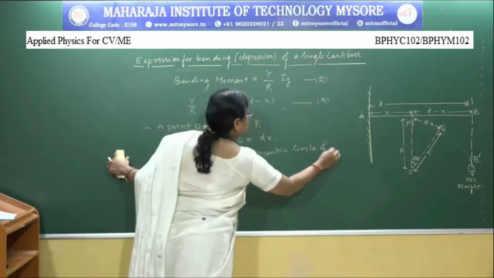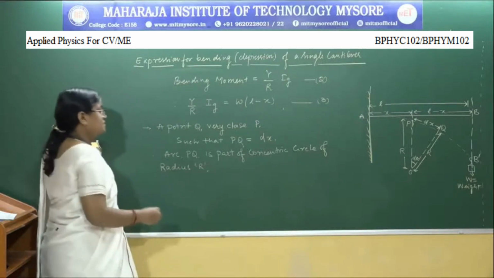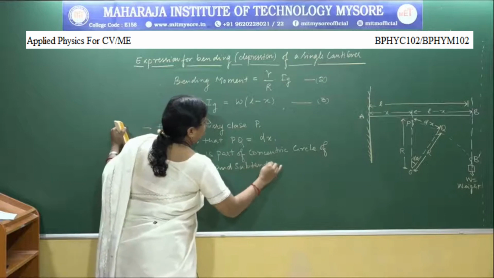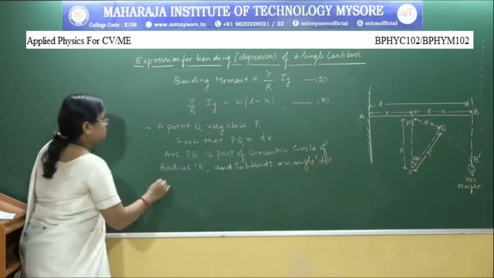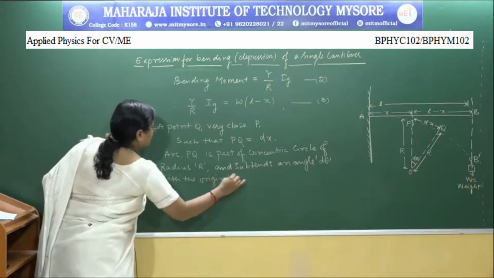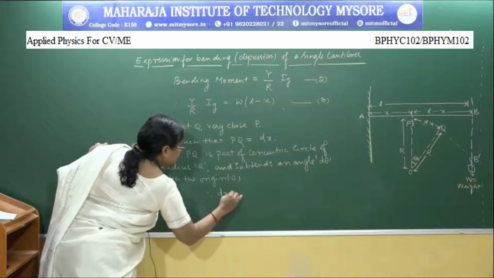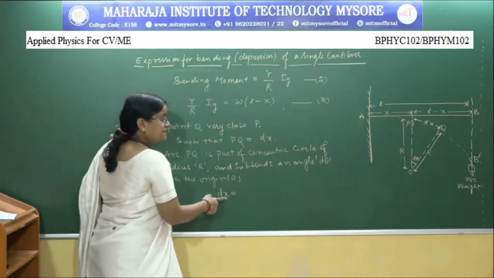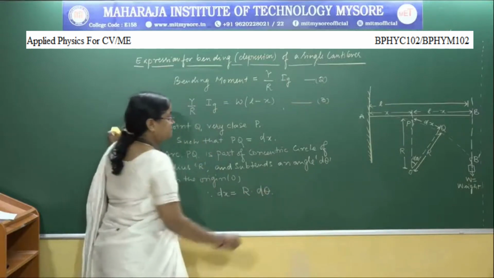of radius R and subtends an angle d theta with the origin O. So this arc length dx, meaning the length of arc PQ, will be equal to dx, and then it will be equal to R into d theta.